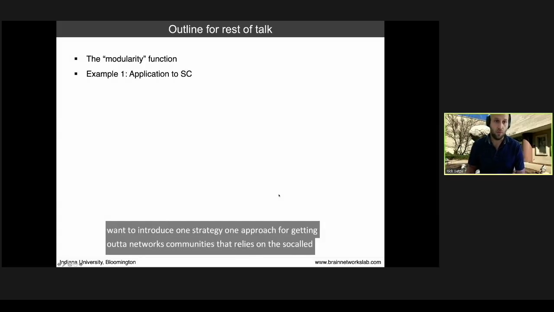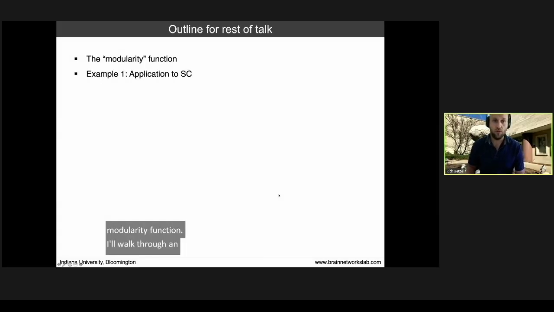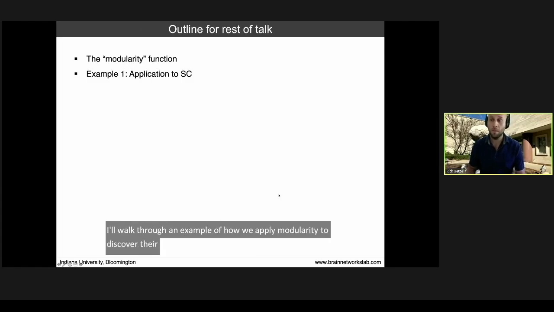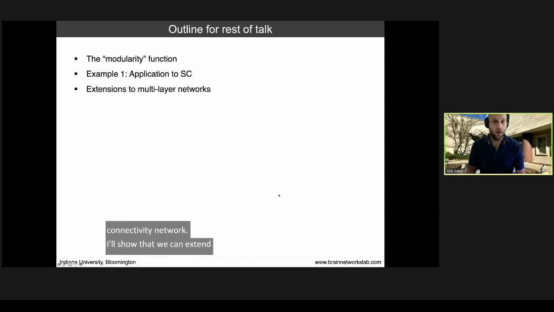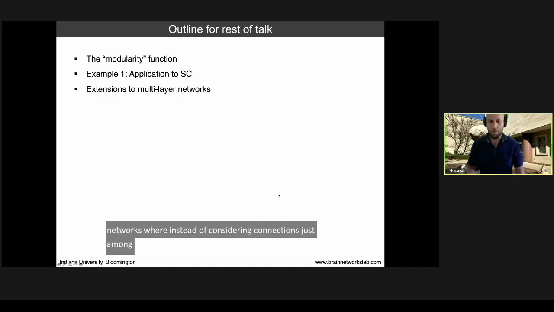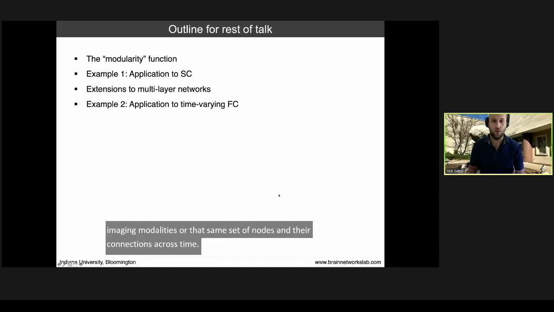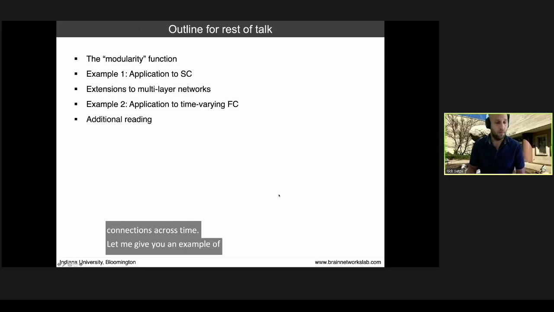I'll walk through an example of how we apply modularity to discover the communities in a single layer structural connectivity network. I'll show that we can extend modularity to multi-layer networks, where instead of considering connections just among one group of nodes, we consider maybe multiple imaging modalities or that same set of nodes and their connections across time. I'm gonna give you an example of that too. And then I'll end with some thoughts and some additional reading considerations that we should keep in mind when we do community detection.